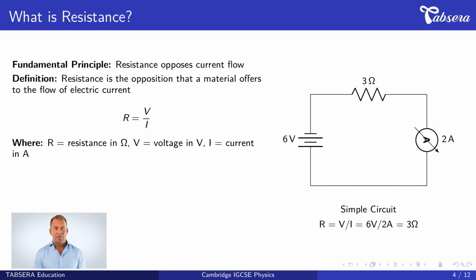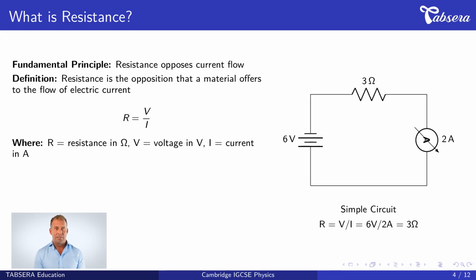Let's explore our first core concept. What is resistance? The fundamental principle states that resistance opposes current flow in electrical circuits. This means materials naturally resist the movement of electric charges through them. The definition is, resistance is the opposition that a material offers to the flow of electric current. Some materials like copper have low resistance, allowing current to flow easily. Others like rubber have high resistance, blocking current flow.